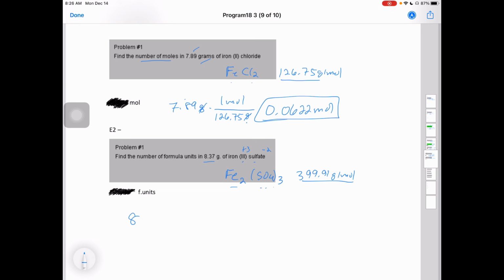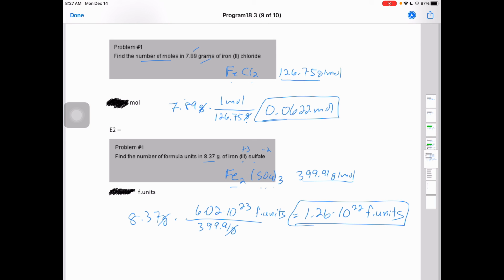Given 8.37 grams, I want to convert to formula units, 6.02 times 10 to the 23rd, and divide by the 399.91 grams, which will be 1.26 times 10 to the 22 formula units. We've worked problems with grams, moles, and formula units, some with regular ionic, some with Roman numerals, some with polyatomic ions. So we've done a whole complete system.